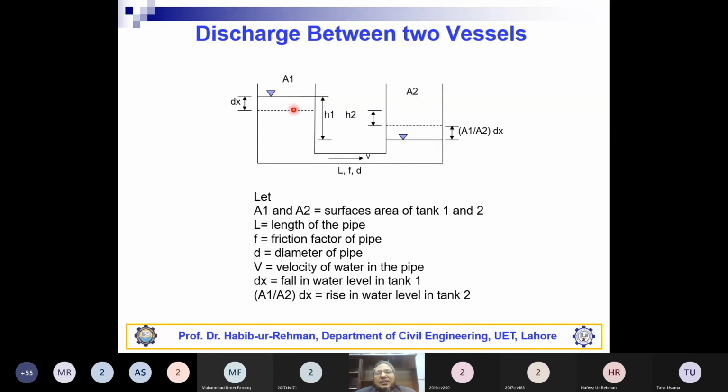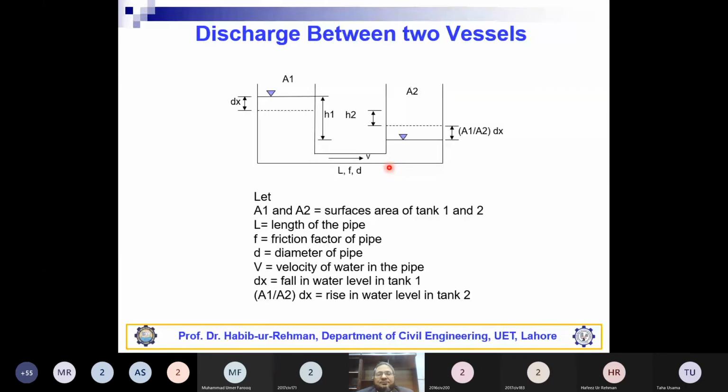Let's say after time dt, the difference of level between the two reservoirs is h2. ये h2 हो गया है ना after time dt. So now we want to derive the expression for it. And what would be the losses? यहाँ पे होगा entrance loss, यहाँ friction loss, यहाँ exit loss.